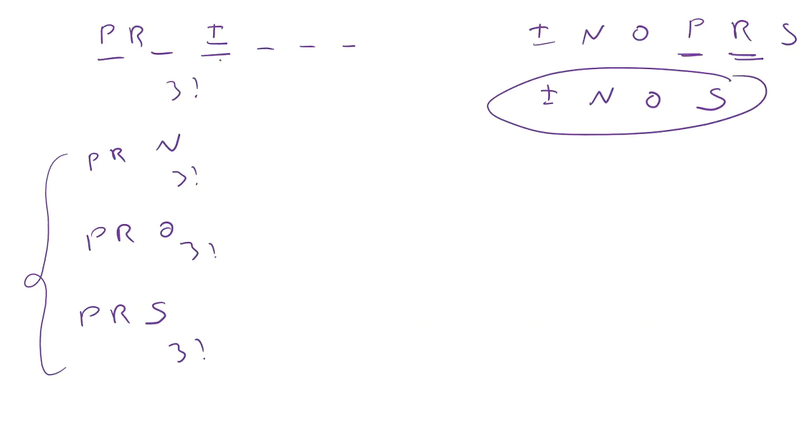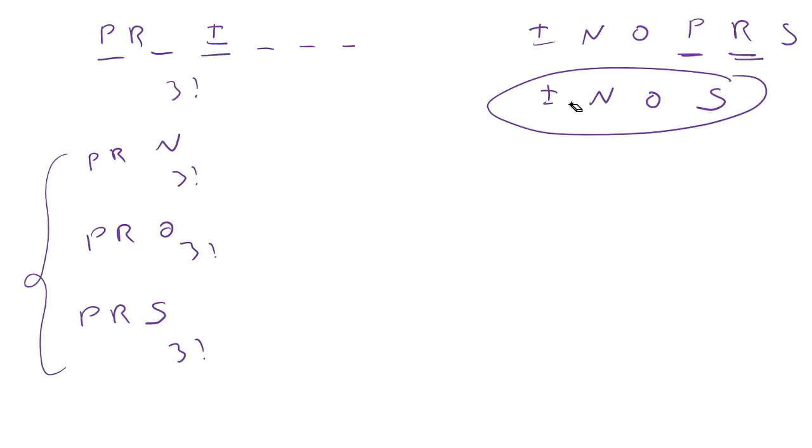So I'll be bothered with only this box. This box, in the sense, I'll be bothered with the words which begin with PRI. So here I'll have 3 factorial words. 3 factorial words means 6 words. I will not write down those 6 words also. So I will stop at PRI.